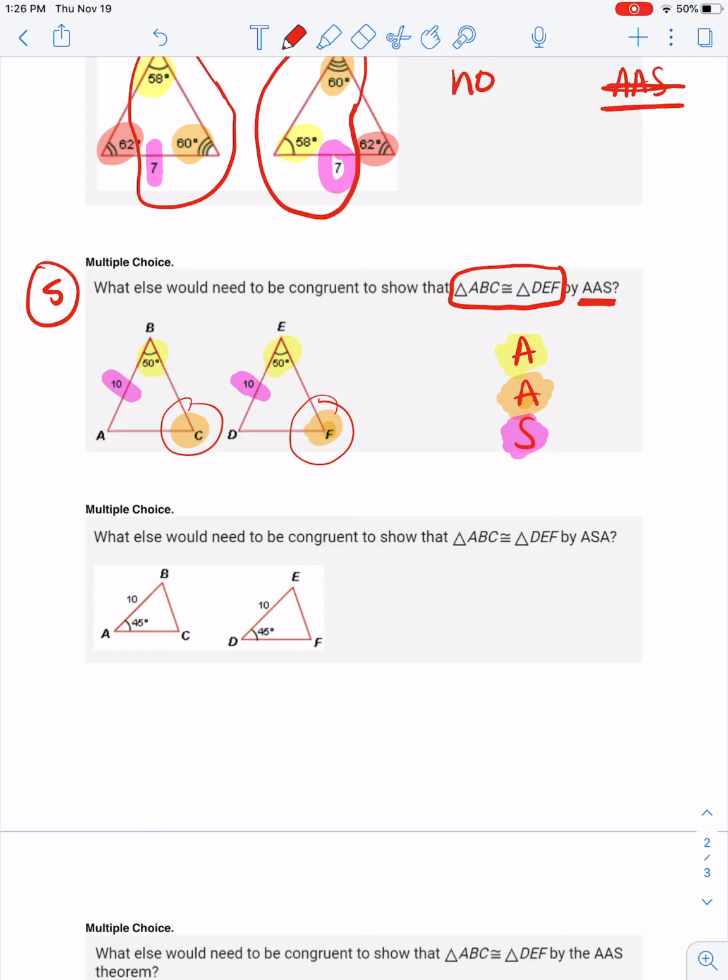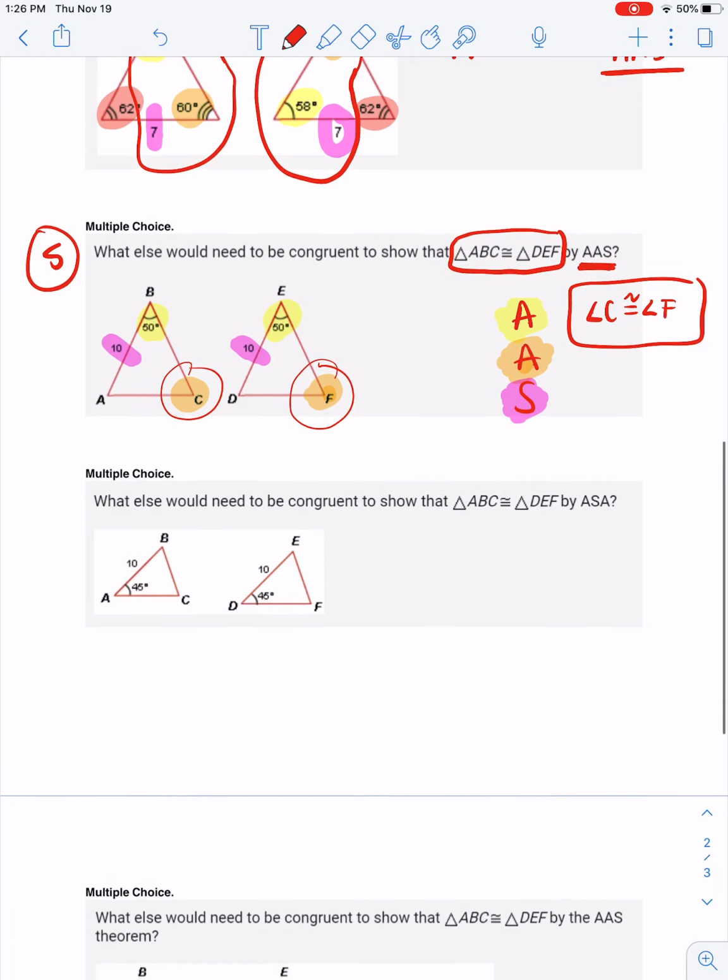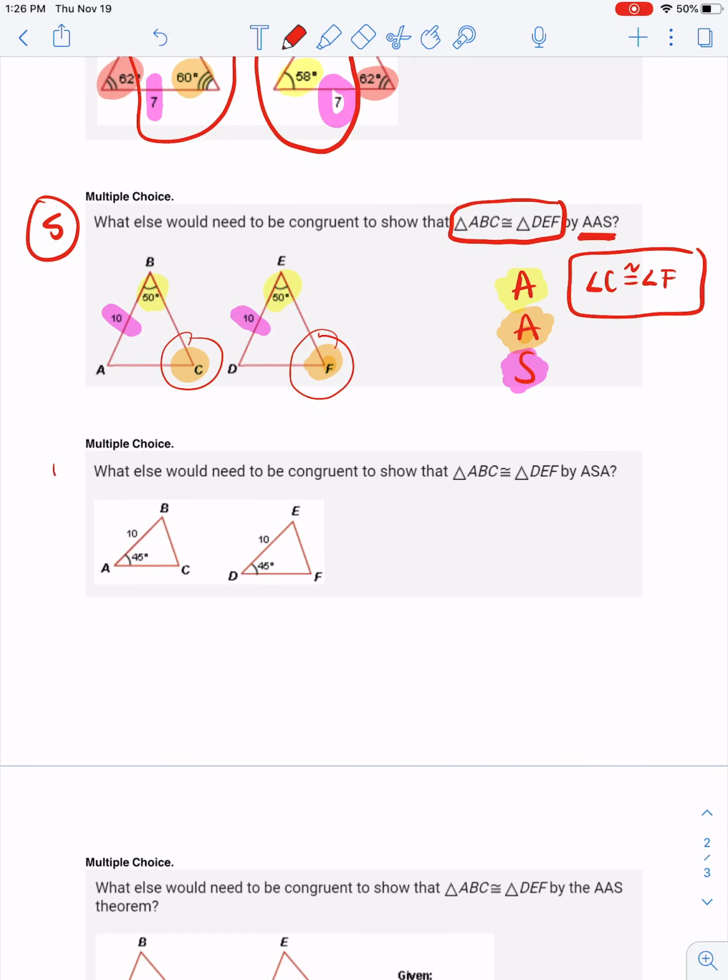So based on all of that information, you're going to have multiple choice options. You're going to select the one that says angle C is congruent to angle F. That's the other piece that we need in order to prove those triangles are congruent by angle, angle, side. Okay, so that's kind of hard. We're going to do that several more times. So this next one says, what else would need to be congruent to show that my two triangles are congruent, this time by angle, side, angle.